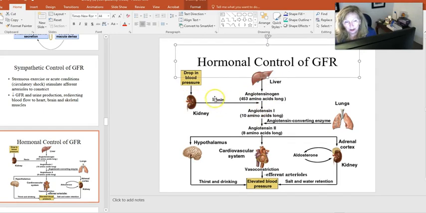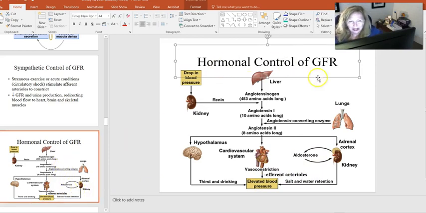angiotensin, which takes a precursor from the kidneys, a precursor from the liver, and a precursor from the lungs, to cause angiotensin to be made. This causes vasoconstriction. That is going to raise blood pressure, but it's also going to cause you to be thirsty, which usually if you're thirsty, you go get something to drink. That's going to increase your fluid intake. But it's also signaling the adrenal glands to secrete aldosterone, which targets the kidneys for reclaiming of sodium. Where sodium goes, water follows, and that all elevates blood pressure.